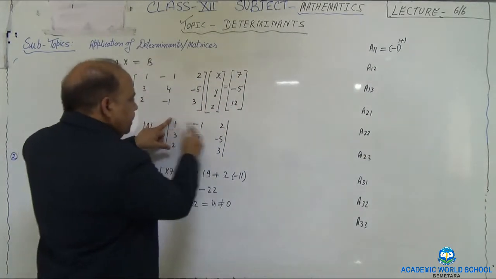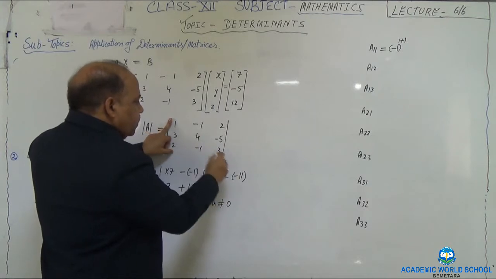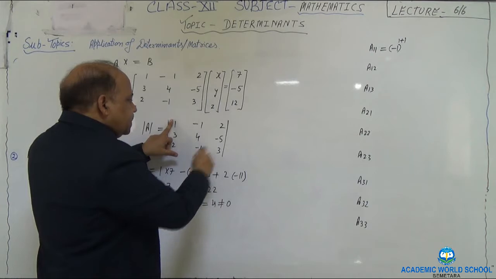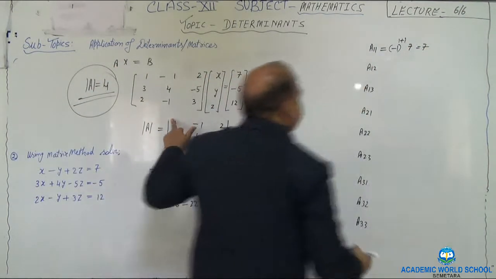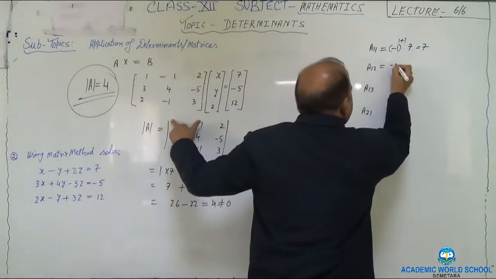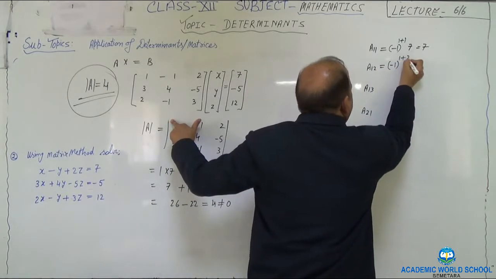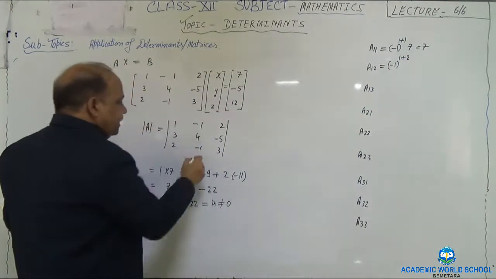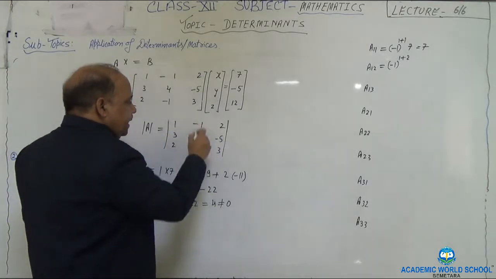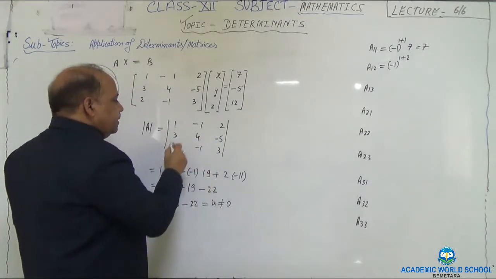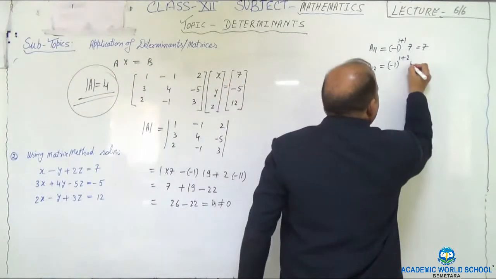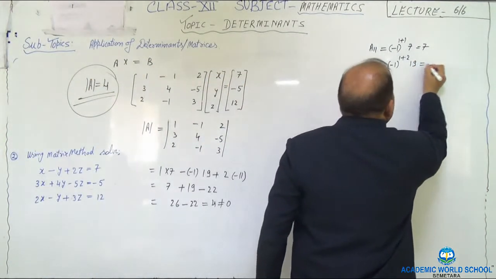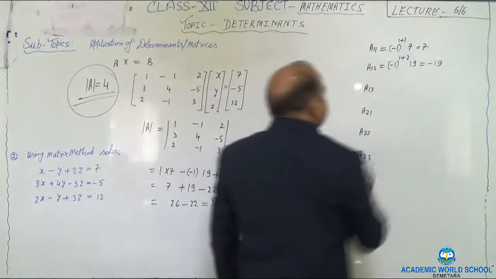If I leave this, it is giving you 4 into 3 minus 12, and then minus 5. This gives you 7. It is equal to 7. What is A12? This is minus 1 to the power 1 plus 2. Leave this part. If I leave this, 3 into 3 minus 9, plus 10. So this gives you 19, and it becomes minus 19 as this is the odd power.